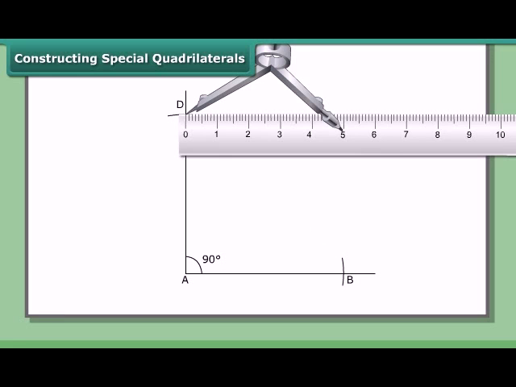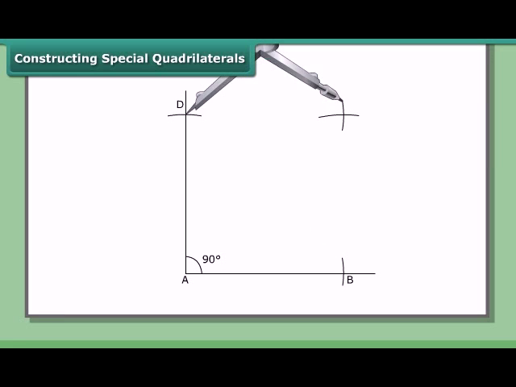With D as center and with the same radius, draw an arc to cut the arc drawn. Join the point C where the arcs meet to the ends B and D of the sides AB and AD to form the square. ABCD is the required square.